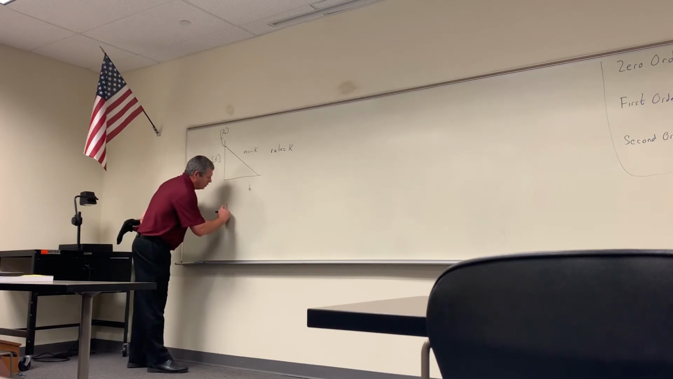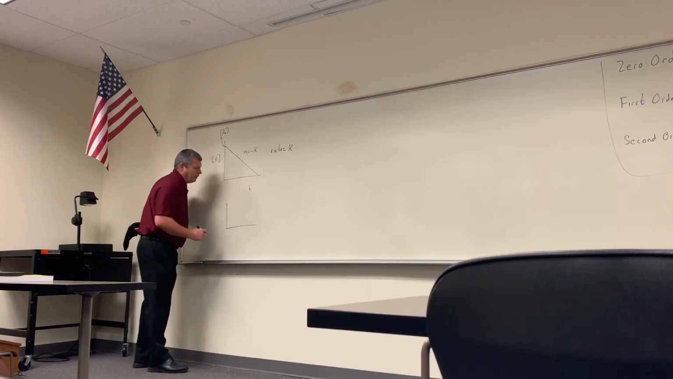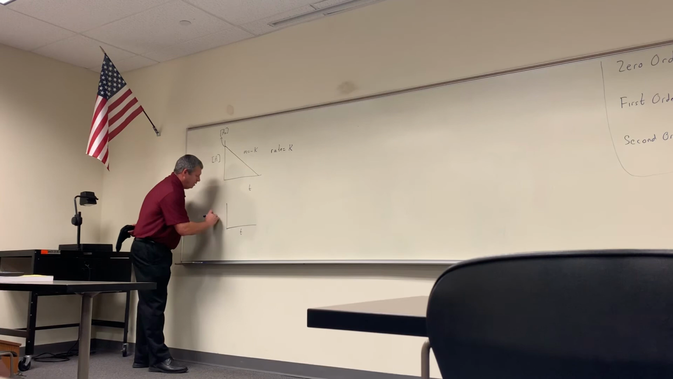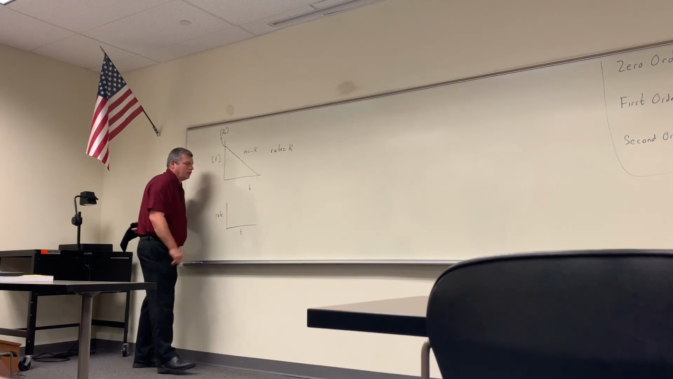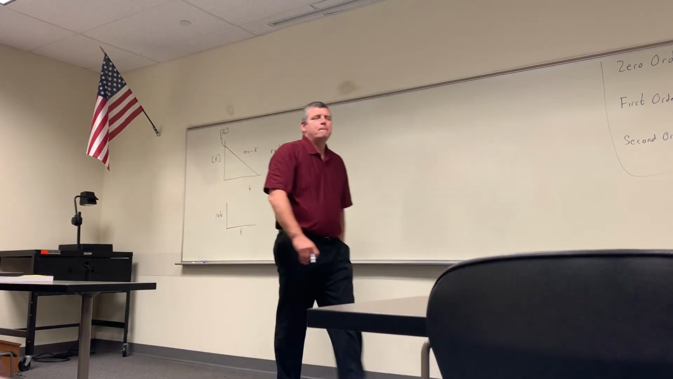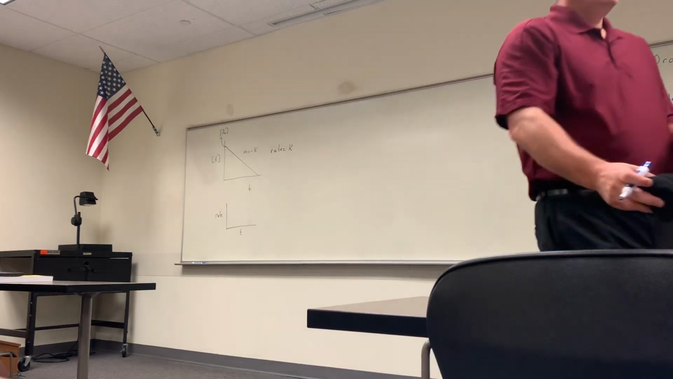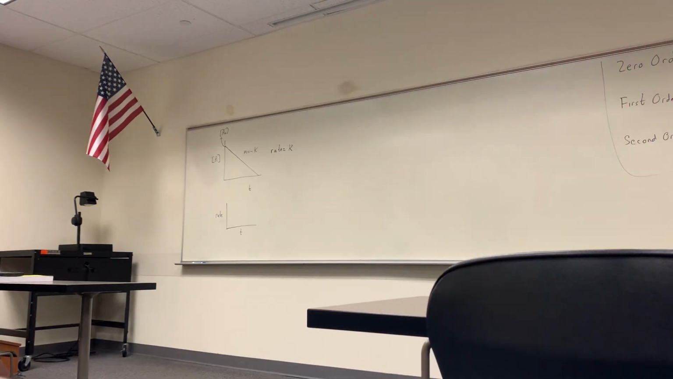Lots of graphs. Let me do this one here. So, still talking zeroth order. If I plot time here and rate here, what will that graph look like? A flat line. It's a flat line.